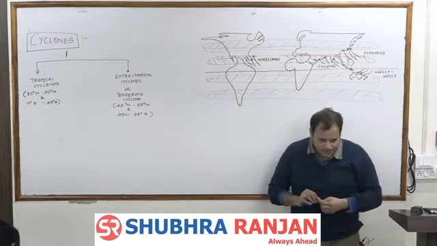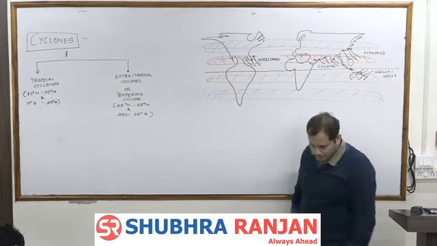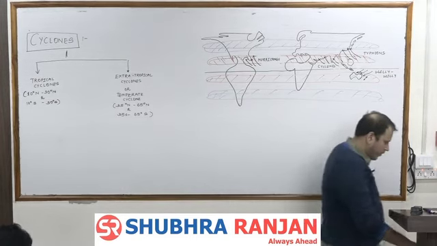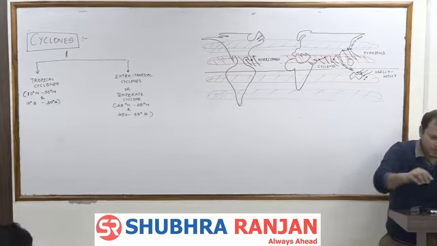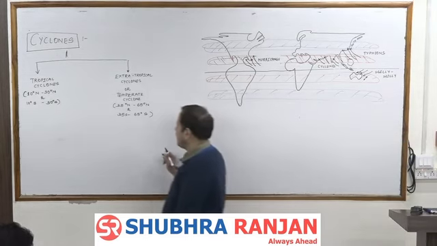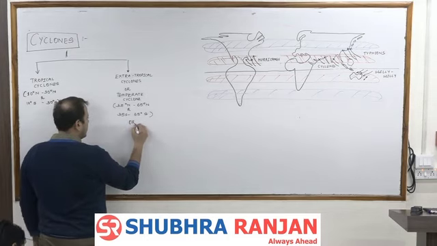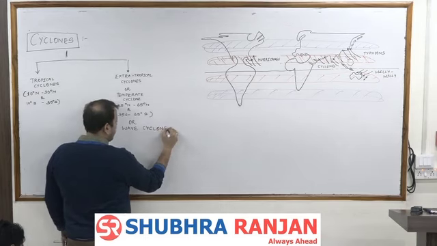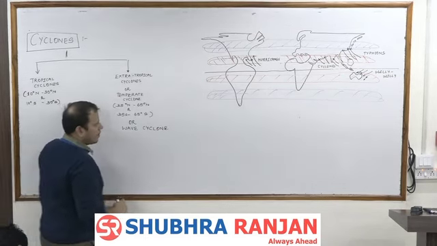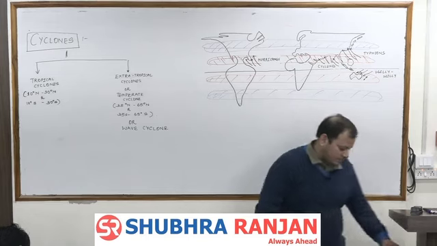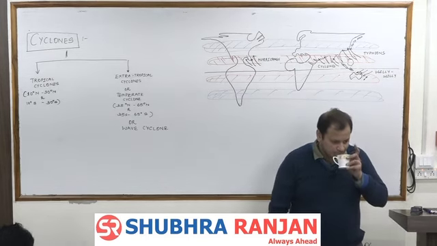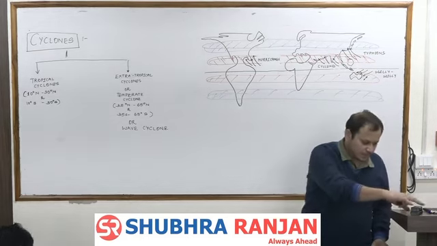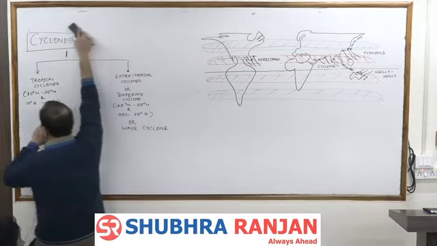They are also known as wave cyclones, or temperate cyclones, or temperate depressions. Wave cyclones or temperate cyclones or temperate depressions.